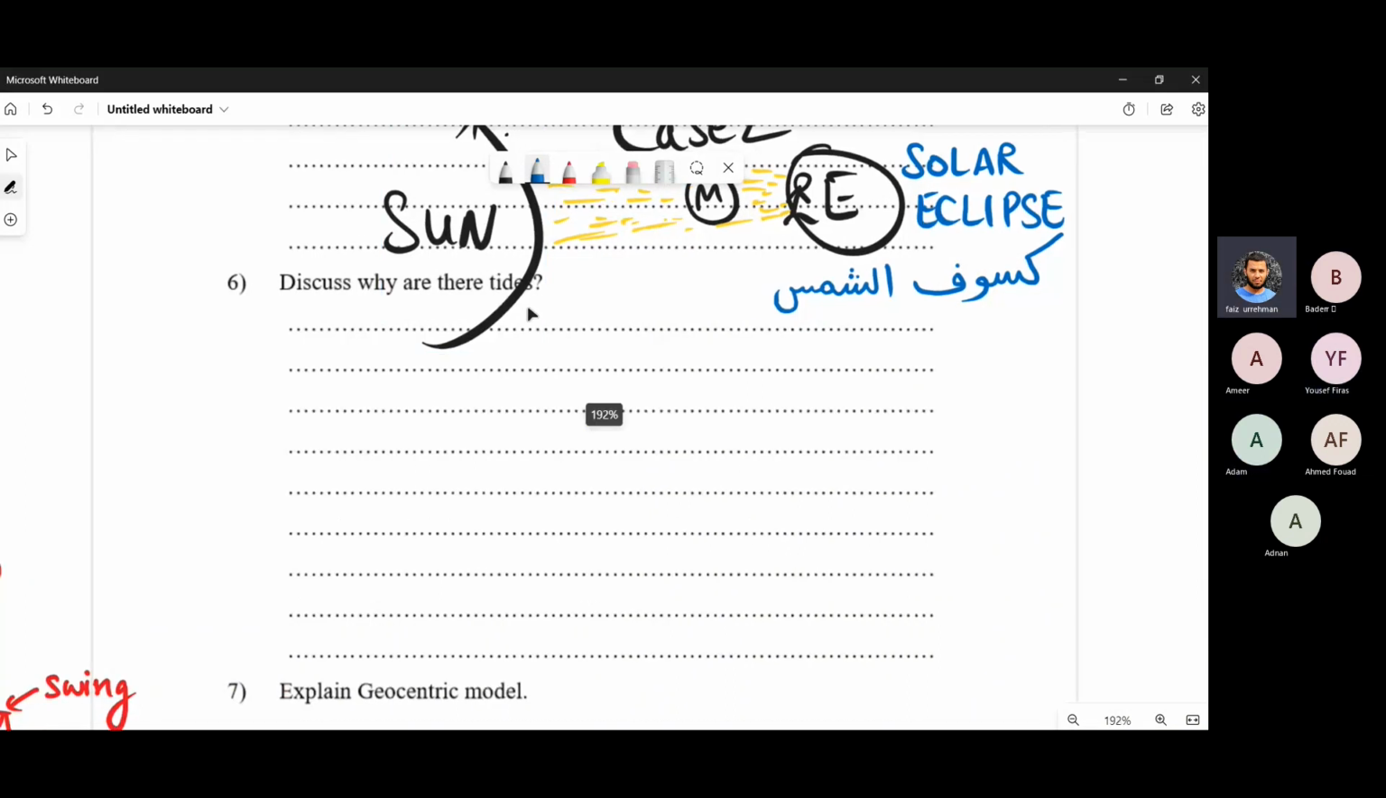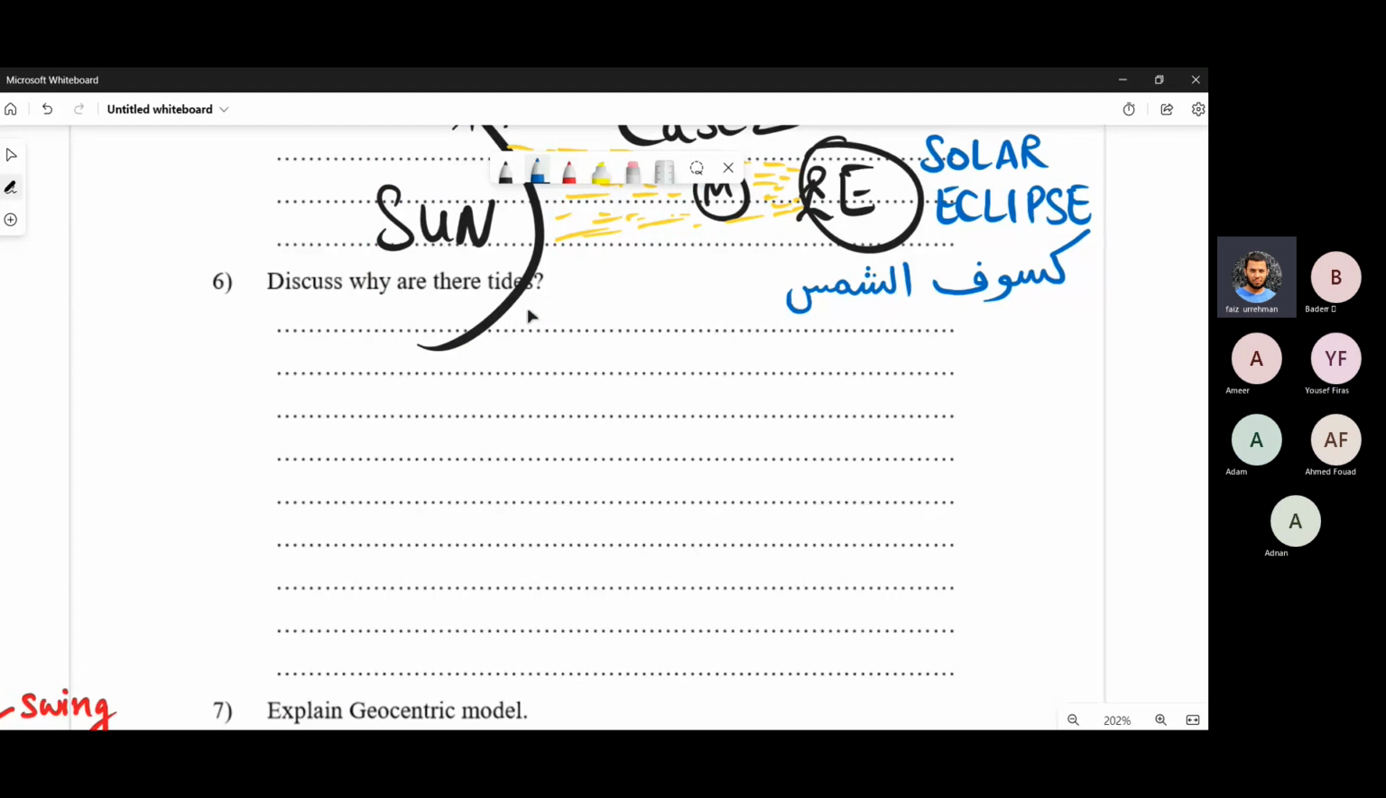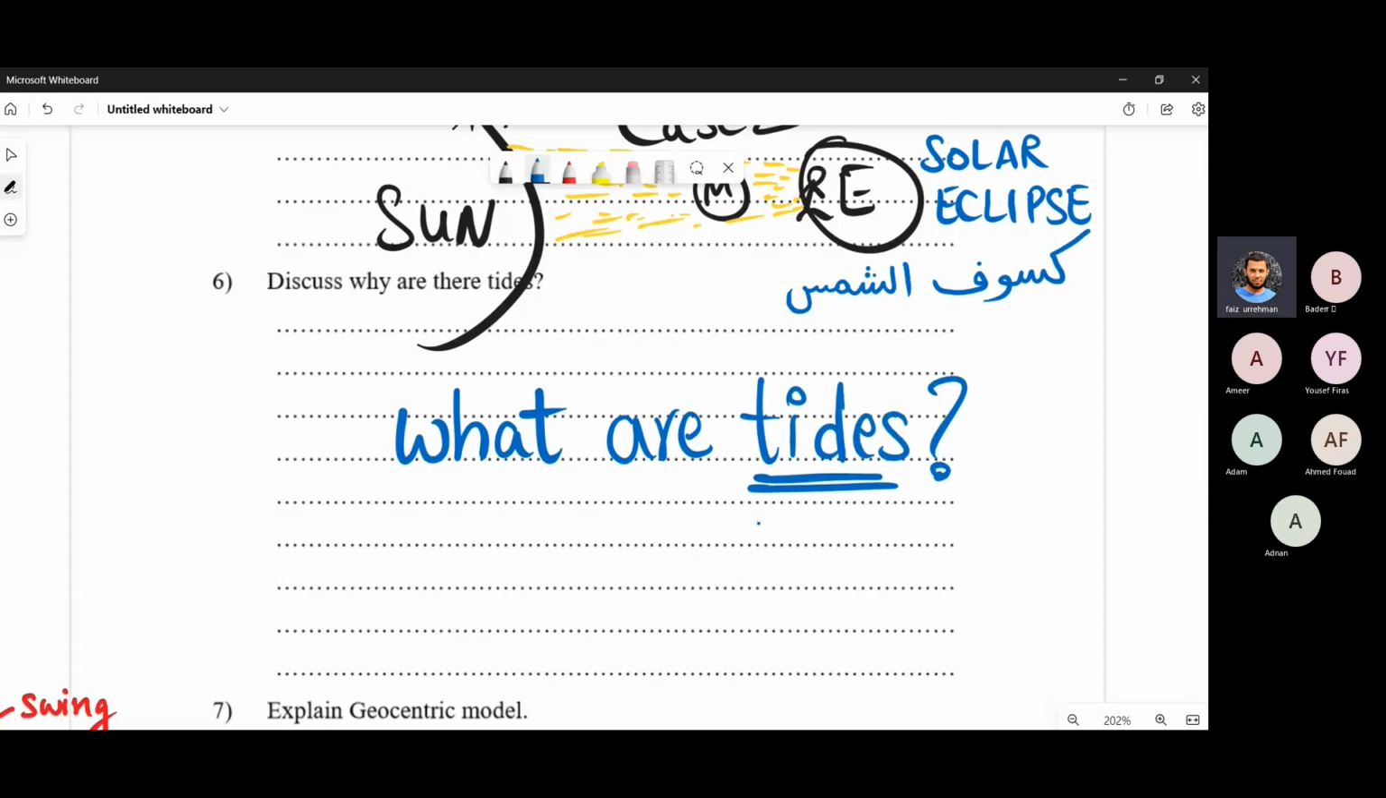Yes. Badr, what are tides? Can you explain in simple language what tides are? I'm not asking why, I'm asking what. What are tides? What is the meaning of tide? Water in the ocean is free to move. Okay, water is free to move. But what about tides? Who else can answer? Adnan, can you try?